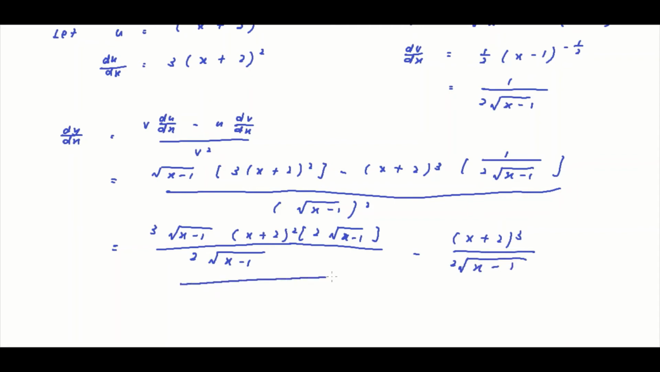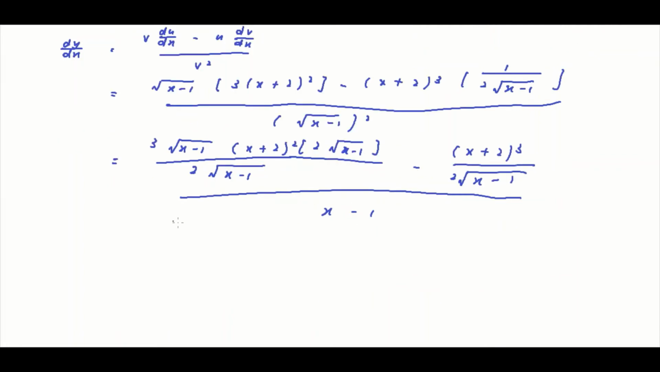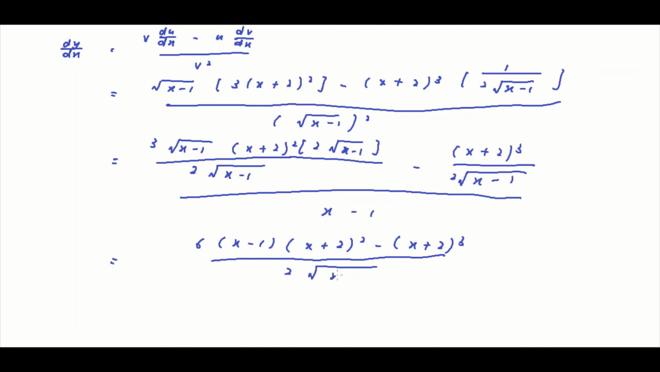Okay, so now we can simplify this. Let's simplify the top part. When you multiply, 3 multiplied by 2, you get 6. Square root multiplied by square root, you get x minus 1. Okay, then you can continue with it. So (x plus 2) squared minus (x plus 2) cubed, divided by the whole thing, which is 2 then square root of x minus 1. Okay, so we don't want to confuse ourselves. This is divide, right? So we straight away bring it up here, so multiply by 1 over square root of x minus 1.